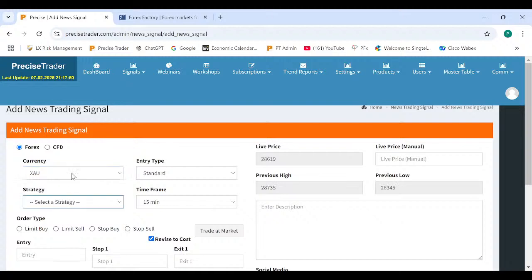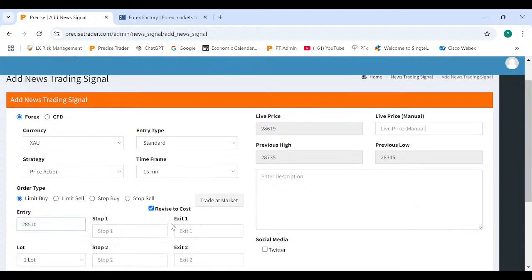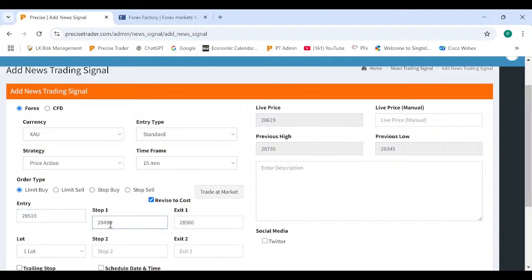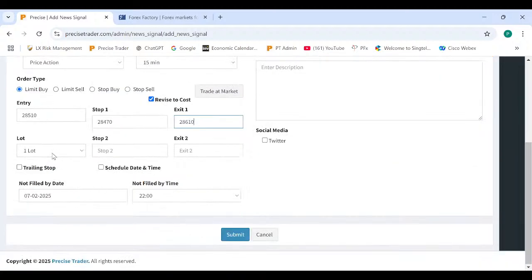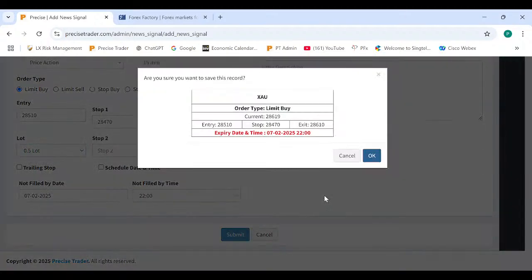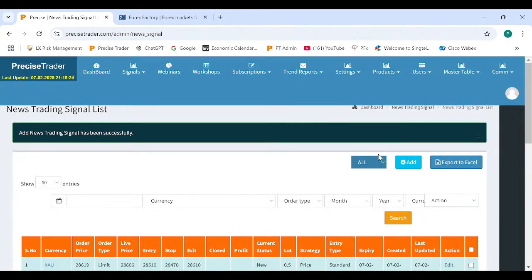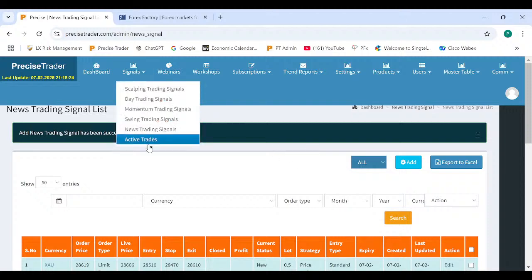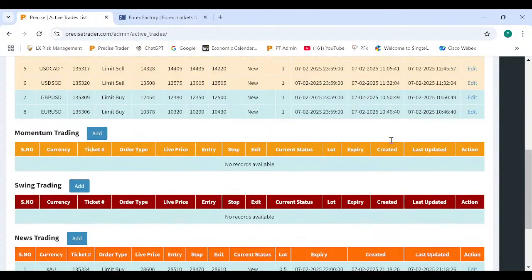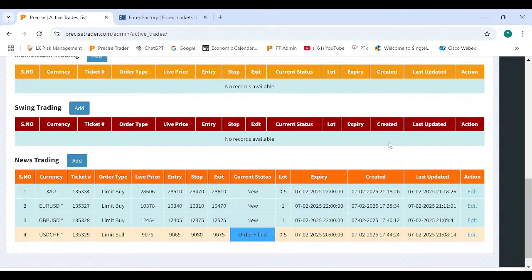Okay, buying at 2851, stop 2847. Okay, just about 40 pips, and 2861. Okay, $10 move, and this is half lot. Okay, so here I think this dollar Swiss is also close. I think it's already close.